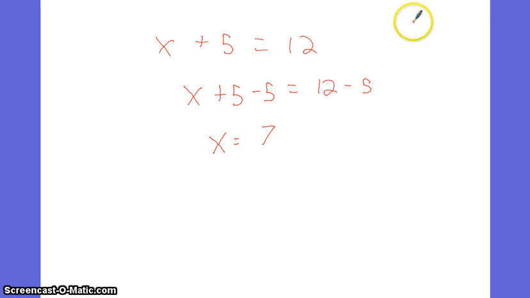So the rule is isolate the variable, get it by itself. It needs to be alone. So isolate the variable. And then do the operation on both sides of the equal sign. Okay? If you don't do that, you will.